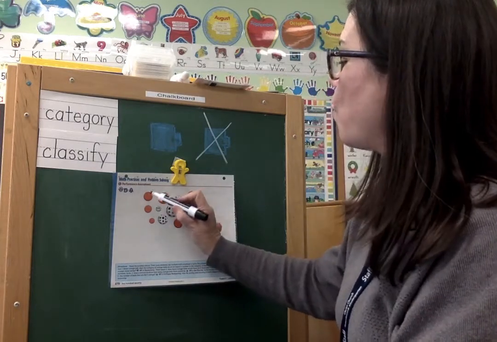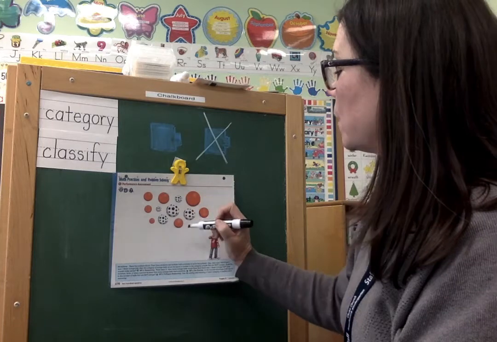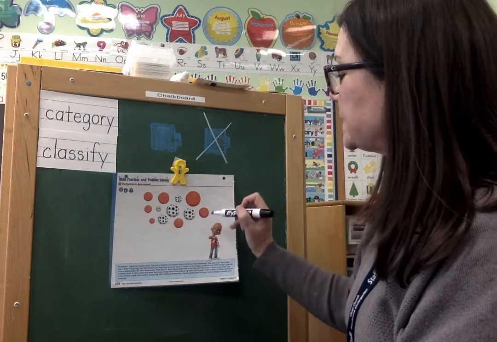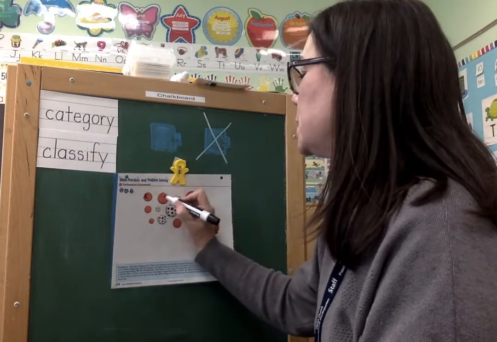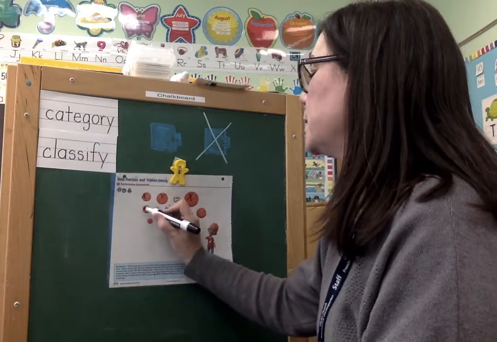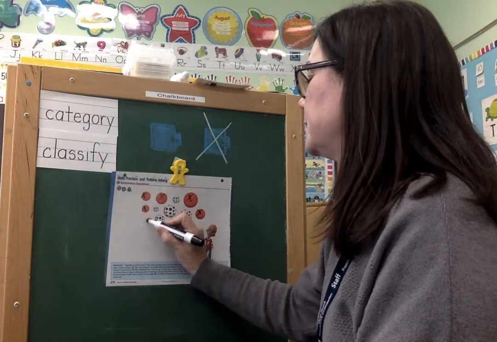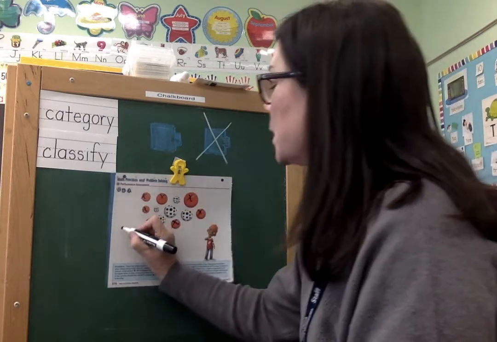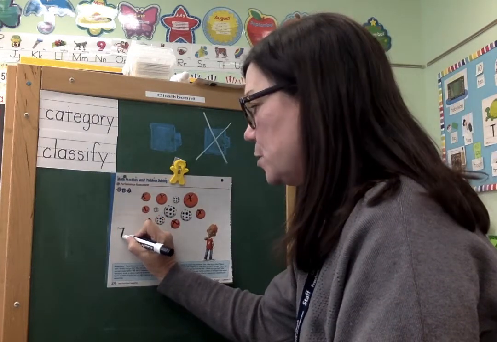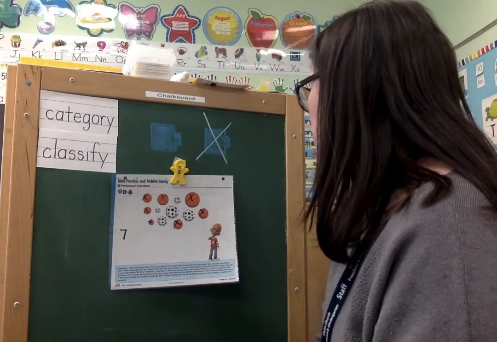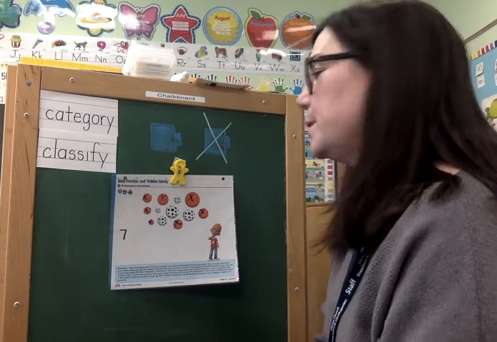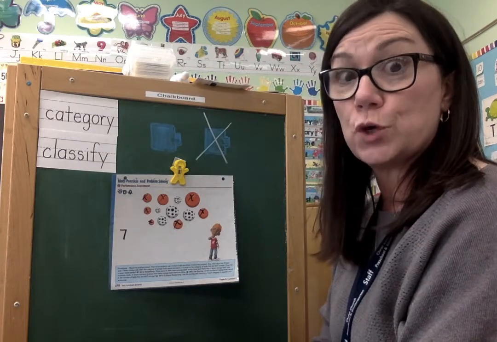We have 1, 2, 3, 4, 5, 6, 7. So you can mark them as you count them. So we're going to write the number 7 here. Okay? And what they're asking us to think about is how many would there be if there were one fewer?